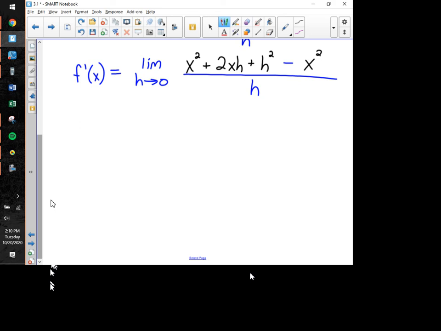The first thing I want you guys to notice is that your numerator now contains 4 terms. 2 of them don't contain the letter h. That would be the first term, x squared, and the last term, which is negative x squared.